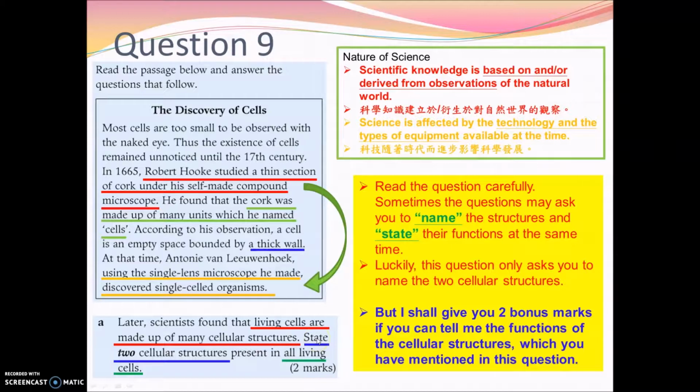This time we only talk about the names, but I want you to tell me more about the functions as well. So I shall give you bonus marks if you can tell me the function of the cellular structures which you mentioned in these questions. For example, you name organelle A, and then you give me the function of organelle A, so I will give you 1 more mark, and for 2 structures, 2 more marks. So that's part A. Read the question carefully. This time we only talk about the cell structure, but in other questions they may ask you about the functions as well.